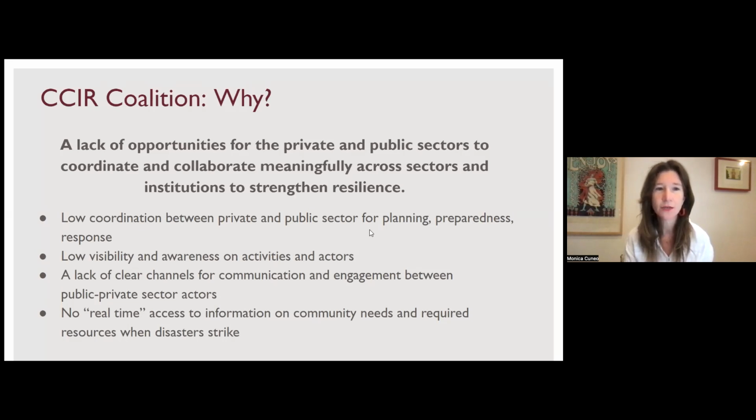Regional leaders identified significant barriers to cross-sectoral collaboration on resilience challenges. And most importantly for the creation of the coalition, there was a lack of opportunity for the private and the public sector to coordinate and collaborate meaningfully across sectors and institutions in order to strengthen this resilience. From this challenge arose the desire for a coalition to serve as the platform for these private-public sector partnerships to be initiated, to form, and then to explore where collective action might lie.